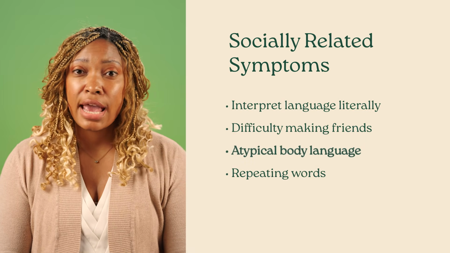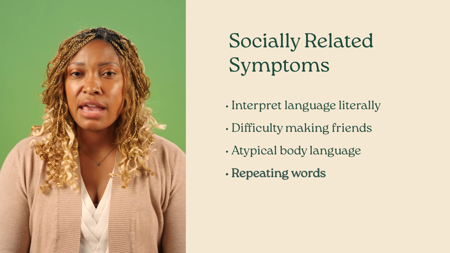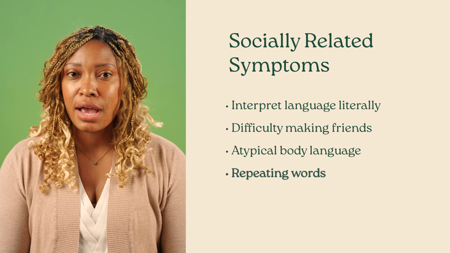Other socially related indicators of ASD include atypical body language, repeating words and phrases, and behaving similarly in different social contexts. For example, one might speak to their boss the same way as they would a peer.